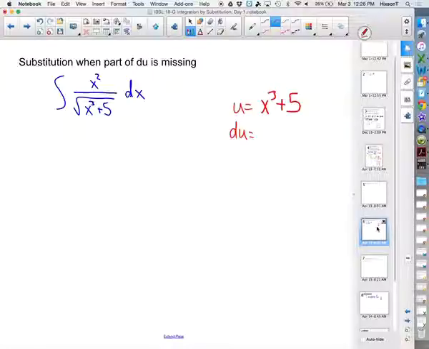Now, du dx equals what? 3x squared. Well, we haven't forgotten how to do derivatives, have we? Not yet. Hopefully not for a long time. So here's du dx. So du has to be 3x squared dx.